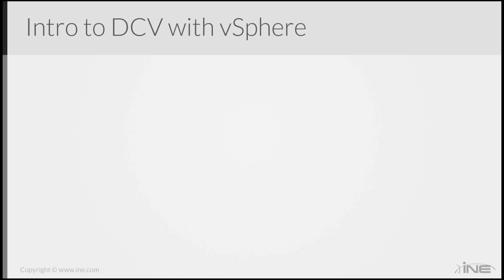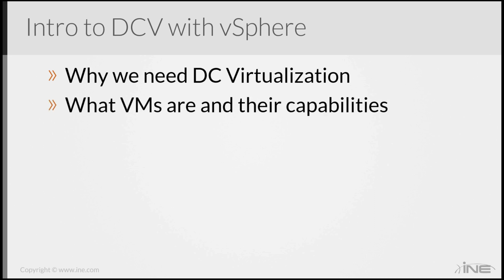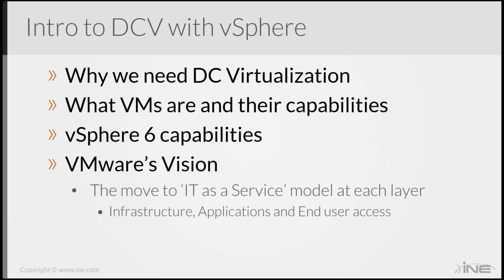The first of which we're going to take a look at is why we need data center virtualization. We're also going to take a look at what virtual machines are and their capabilities, some of the vSphere capabilities that are applicable to this particular exam, and then VMware's vision, and that is the move to an IT as a service model at each layer. This will include infrastructure, applications, and end user access.